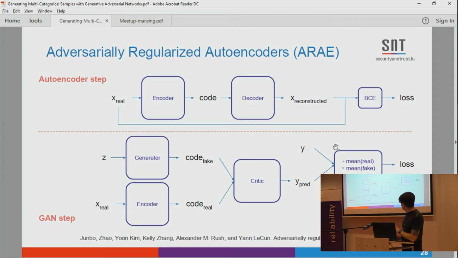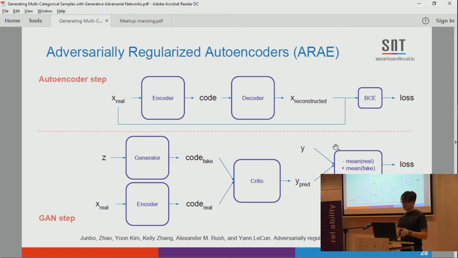As I'm showing there, it doesn't say discriminator, it says critic, and the loss is a bit different, but I don't want to describe that much. They have other improvements that were presented in another paper called WGAN. It's just a better way of training. Okay, so these two approaches use an autoencoder.